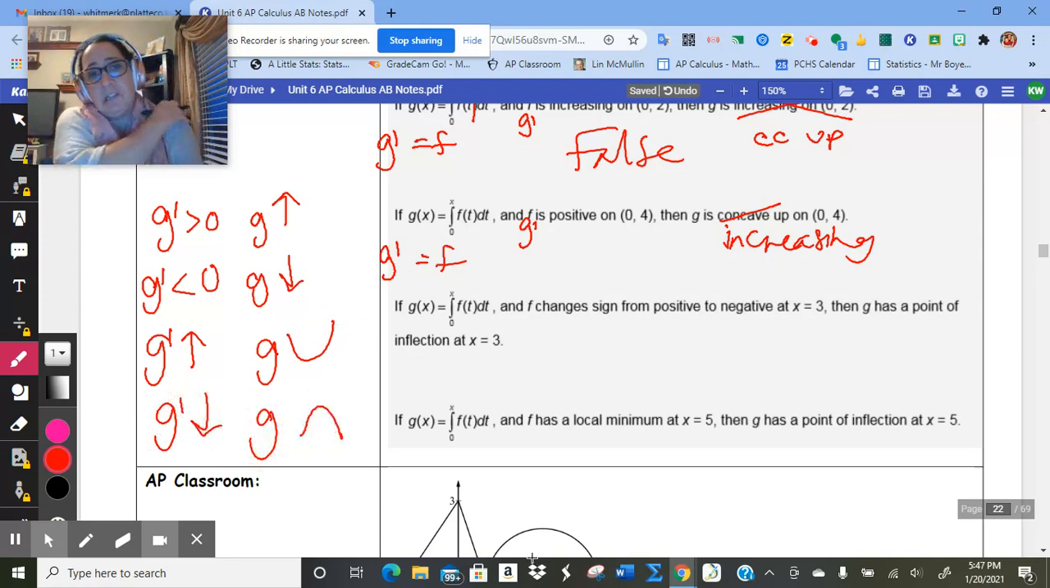There's just little things. I don't know if that helps. So g prime is greater than 0, g is increasing, less than 0, decreasing. Increasing, concave up; decreasing, concave down. That one is false.